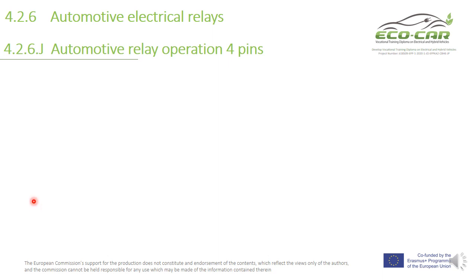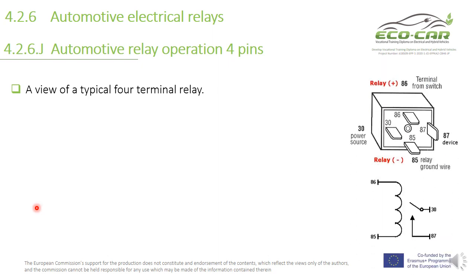Automotive relay operation, 4 pins. A view of a typical 4-terminal relay as shown in this picture. You have here a 4-pin relay. This is 4 terminals: 85, 86, which are the coil terminals.